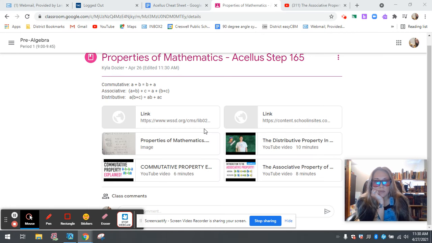The properties of mathematics. Looks like it's just going to have you going over identifying what property is being used: commutative, associative, or distributive. Once you get the hang of them, it's pretty easy.